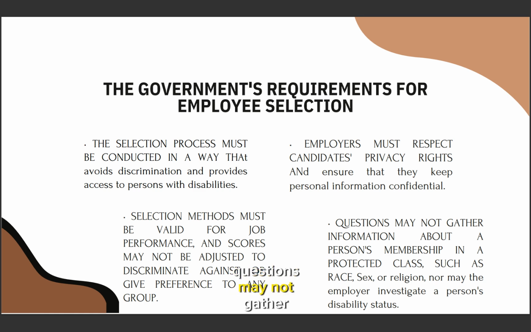Next is questions may not gather information about a person's membership in a protected class, such as race, sex, or religion, nor may the employer investigate a person's disability status. And the last is employers must obtain consent before conducting background checks and notify candidates about adverse decisions made as a result of background checks.